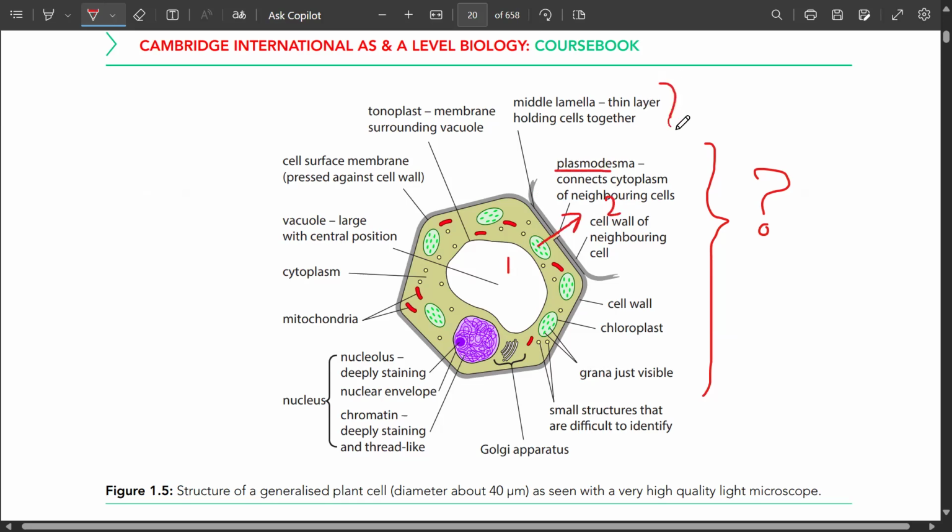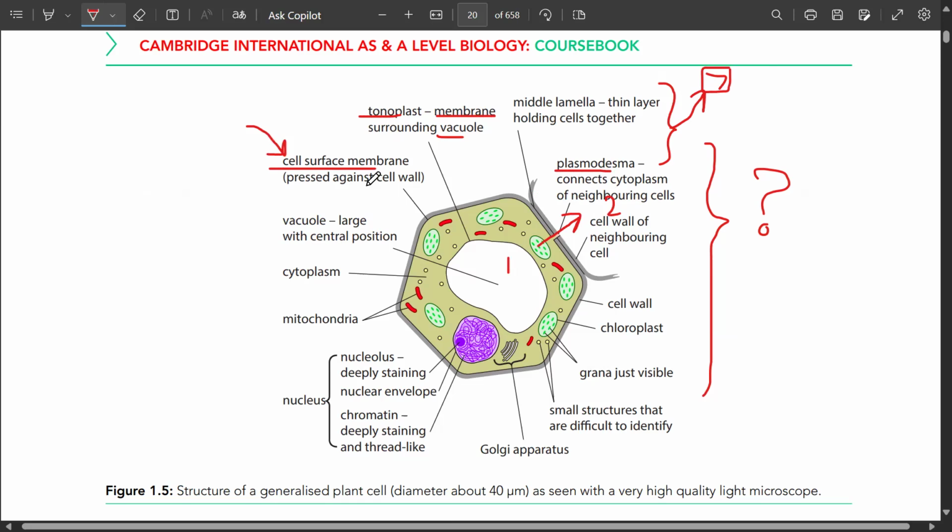We'll be doing this in your chapter number 7, AS biology, which is transport in plants as well. Then we have a tonoplast. Tonoplast is just the name of the vacuole membrane, and the cell membrane is known as cell surface membrane. Remember, you're not going to use the term cell membrane. You always have to use cell surface membrane, which is next layer to the cell wall.